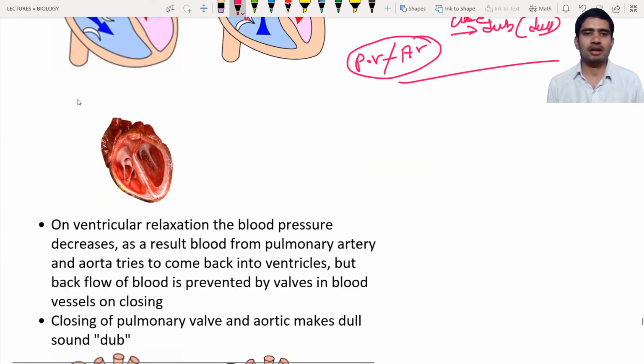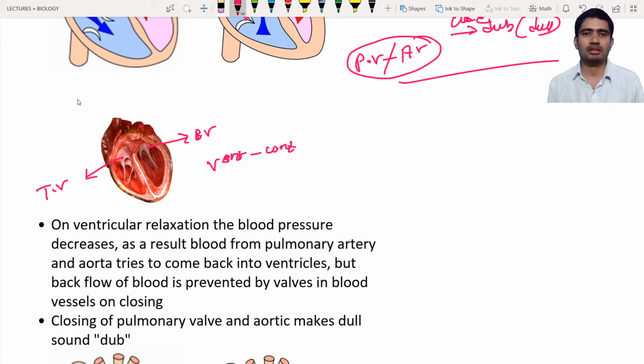So this is the internal structure of the heart. If you slice the heart in this direction, you can see the valves. So what is this valve? This valve is the tricuspid valve. And what is this valve? This is the bicuspid valve. They are going to close when the ventricles are going to contract.